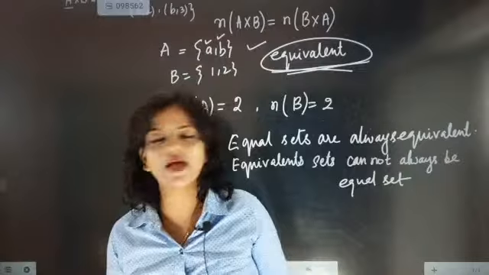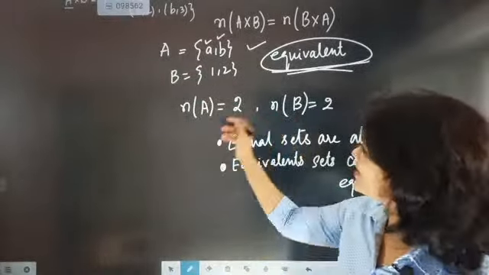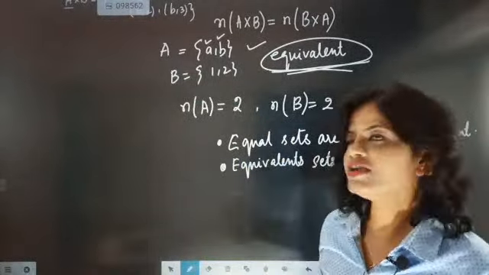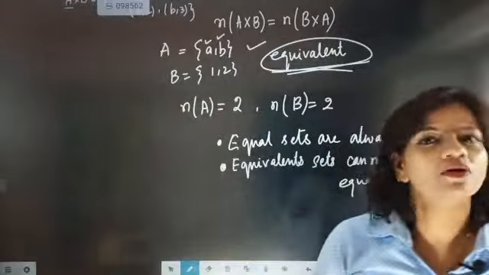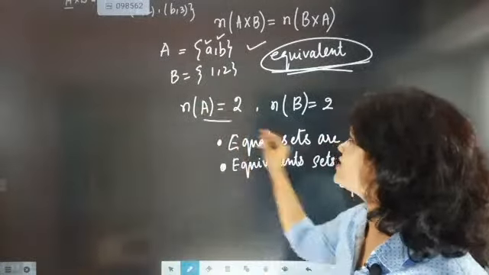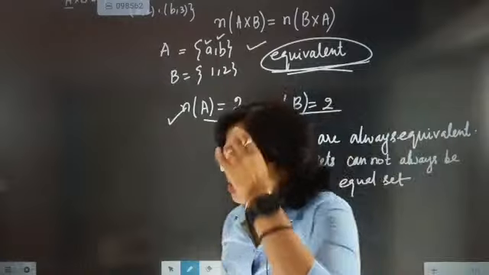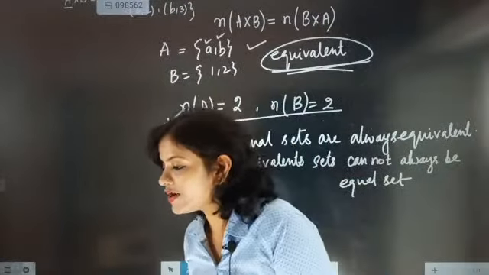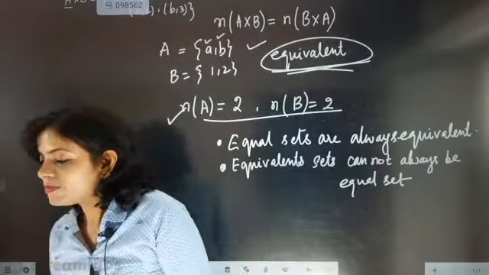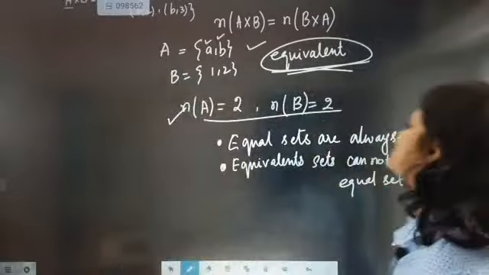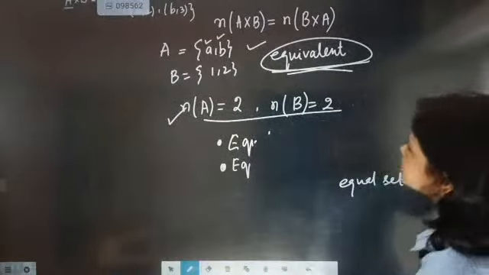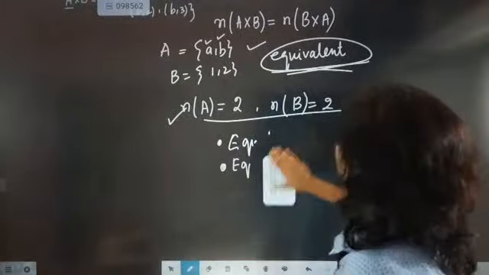A very simple example: we saw that they both look exactly equal, but when we went inside and checked, the elements were different. So this is called equivalent, but they are not equal. Understood the concept? So the next important point: equal sets are always equivalent, but equivalent sets are not always equal sets. Now, understood? Shall we go for the next part of it?